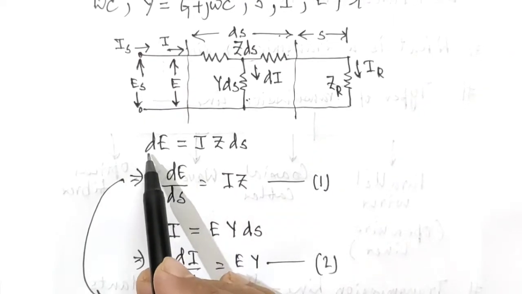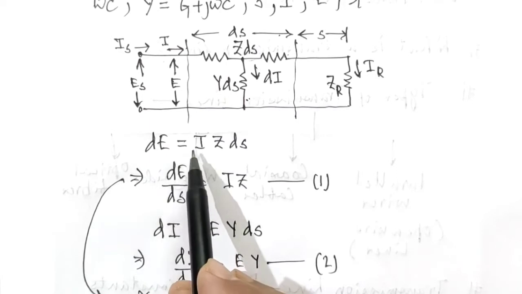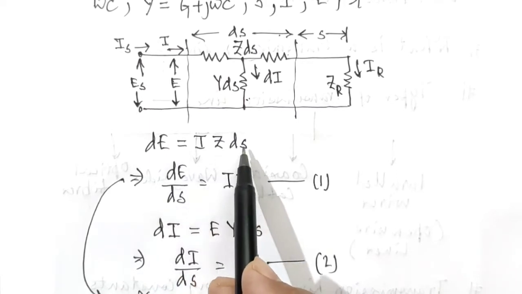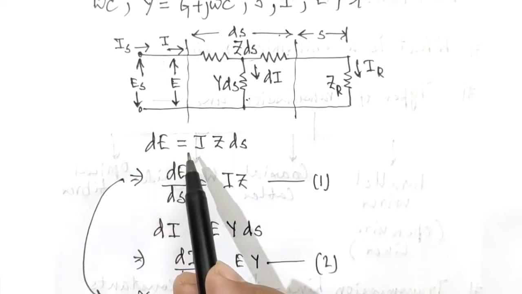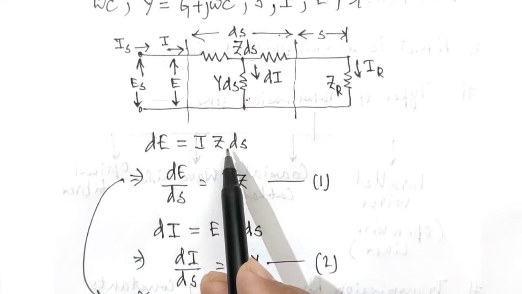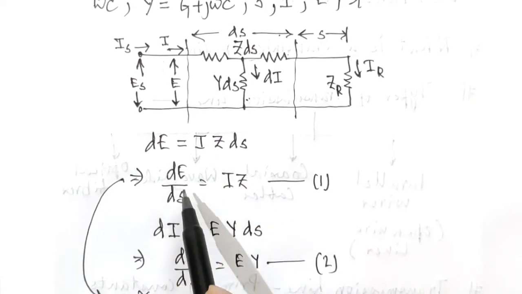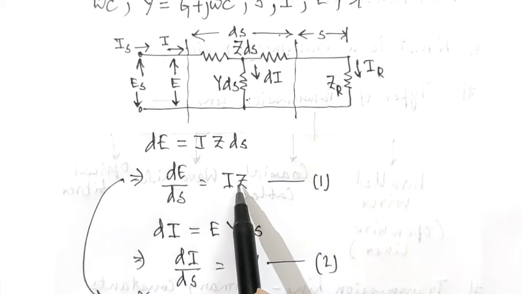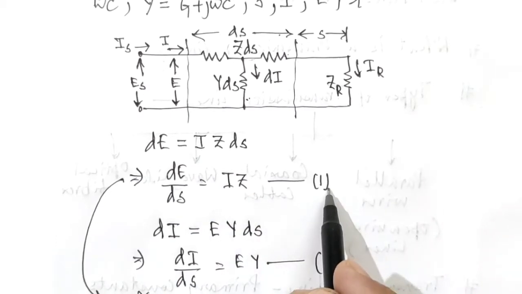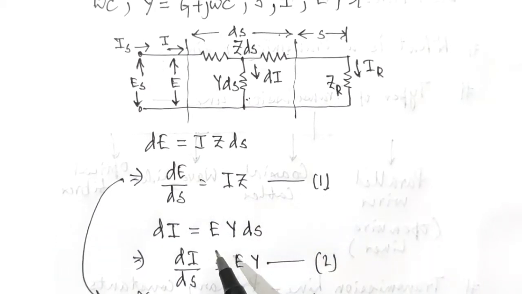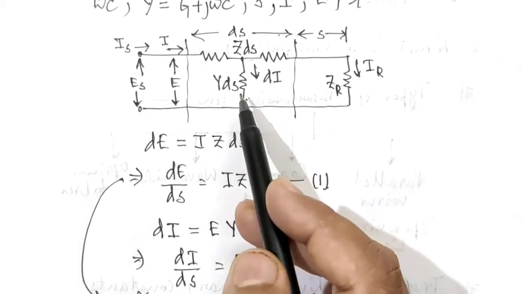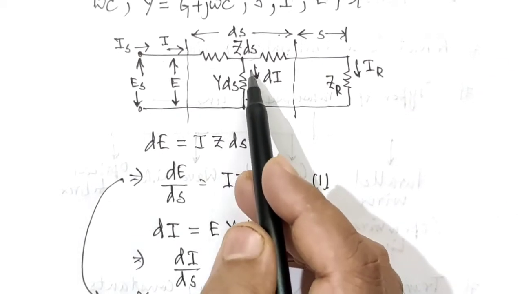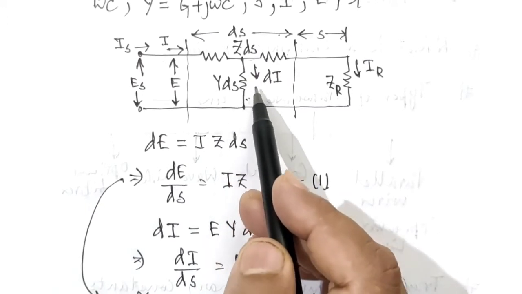As you know, the voltage drop dE is written as I into Z into ds, because voltage equals current into impedance. From this we can get dE/ds equals I into Z. Let it be equation 1. Again, if the shunt admittance per unit length of line is Y mhos, the admittance of the element of the line is Y into ds mhos.